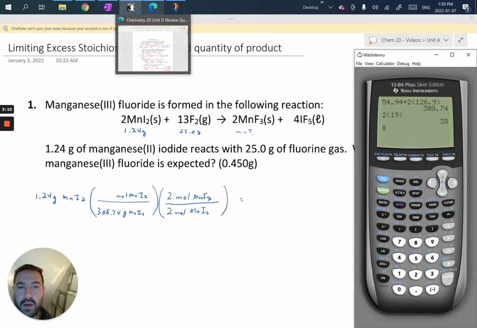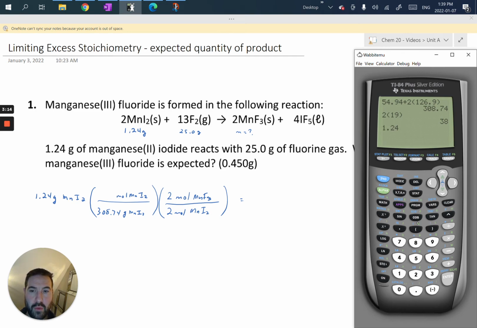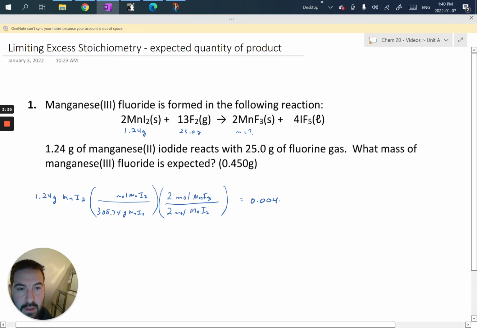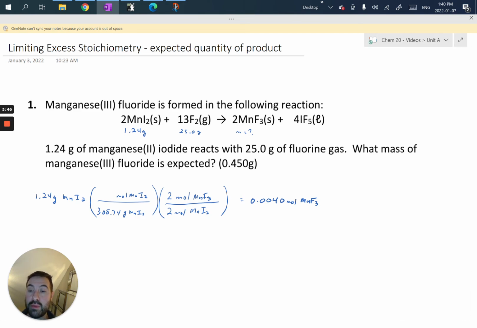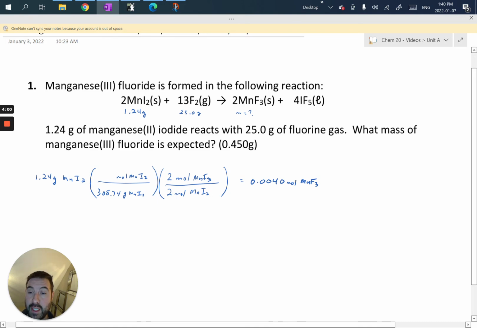So I'm going to do my math here. I'm going to take my 1.24 grams of MnI2 and divide that by 308.74. I don't need to do the next step because I'm just going to be multiplying by 2 over 2. And so I'm going to get 0.0040 moles of MnF3. What I'm saying here is if that 1.24 grams of MnI2 completely reacts, I can produce 0.0040 moles of MnF3.